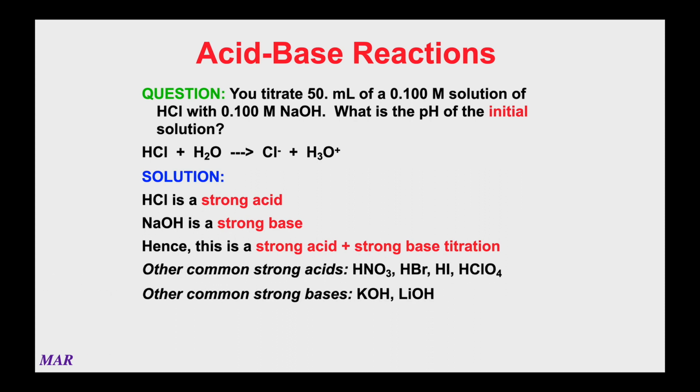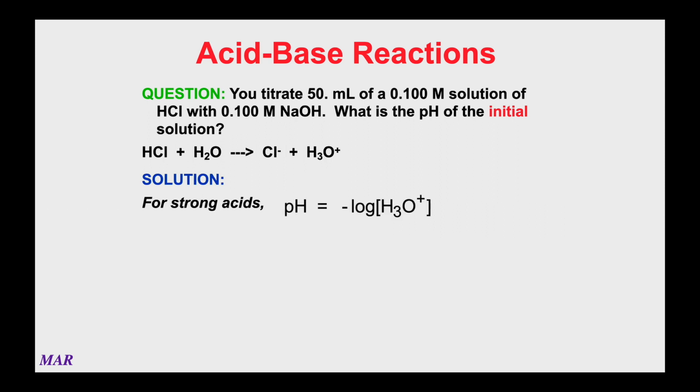Here's another reminder: the other 4 common strong acids, HNO3, HBr, HI, HClO4, and the other strong bases, KOH and LiOH. Yes, we might see some of these in the future, so I'm reminding you here again of which ones they are and how I recommend that you memorize them.